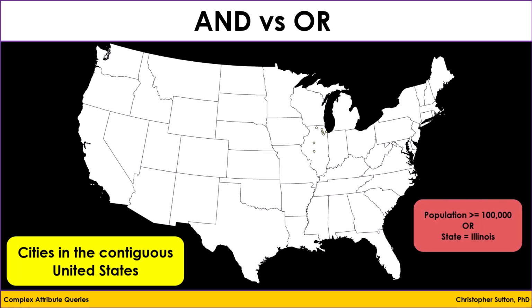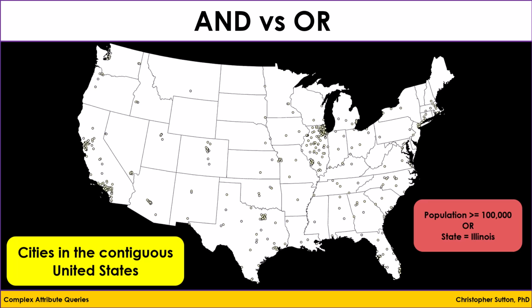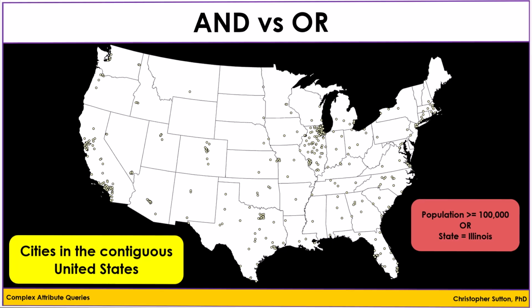If we connect those two statements with OR, what we see is that all cities in the contiguous United States that have a population of 100,000 are selected or are a city in Illinois. So we basically are seeing all cities in Illinois from our data set, and then any city outside of Illinois that has a population of at least 100,000.